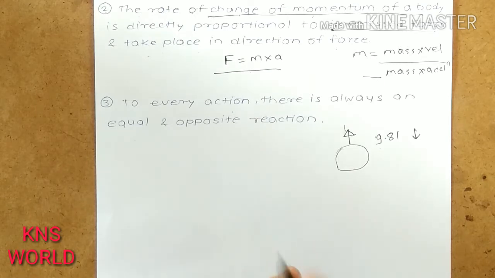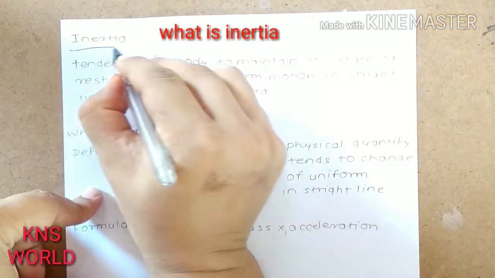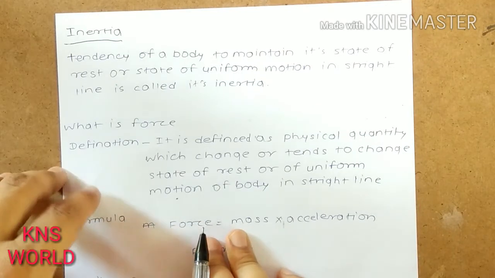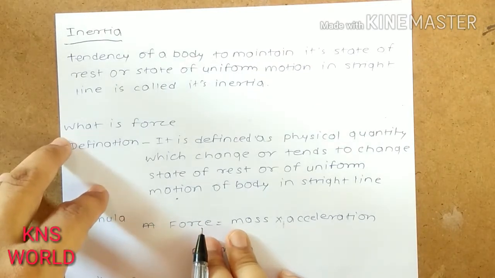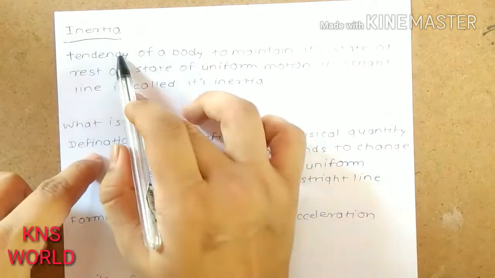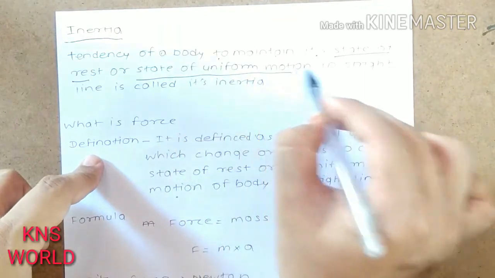So it is very easy to understand Newton's laws of motion. Okay, so the next point is inertia. So what is inertia? The first law of motion is called the law of inertia. Okay, so what is inertia? The tendency of a body to maintain its state of rest or state of uniform motion in a straight line is called its inertia.